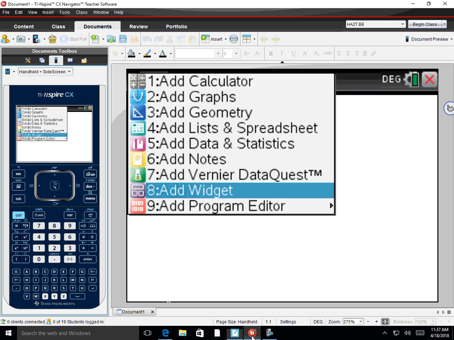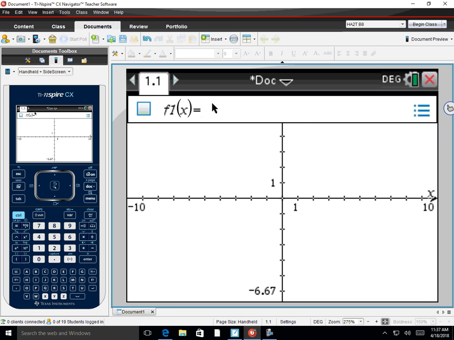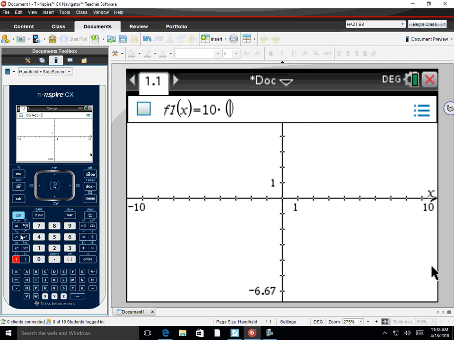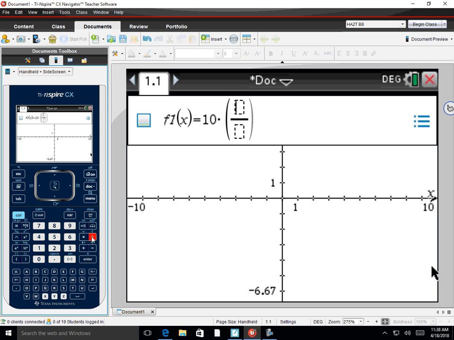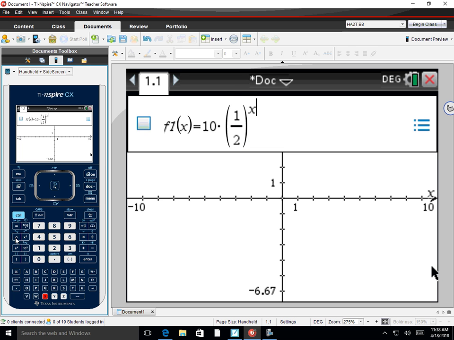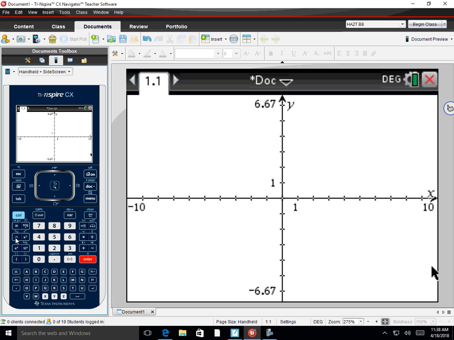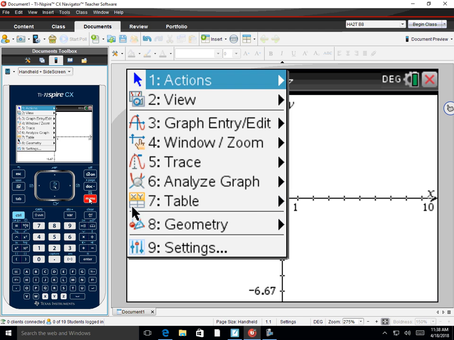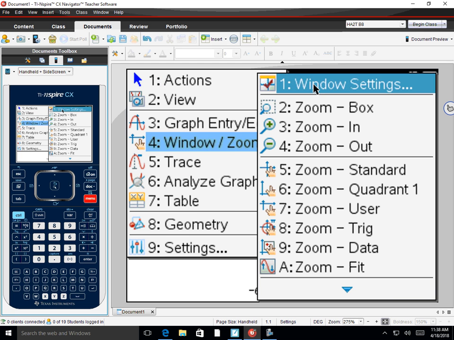And we are typing in the equation that they gave us, which was 10 times 1/2 parentheses control divided by. We decided that this was going to be an exponential decay because the base is 1/2. And I'm raising this to the x, not t, right? Over 24,100? Okay, I'm not seeing anything. I think I'd better adjust my viewing window. Let's go menu, window zoom, window settings.